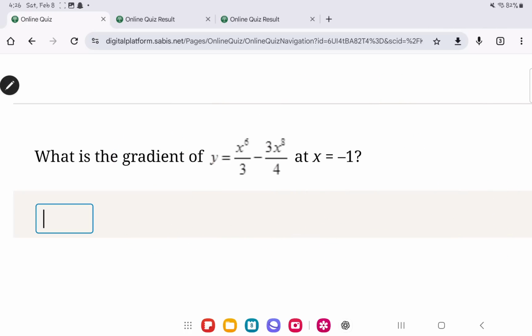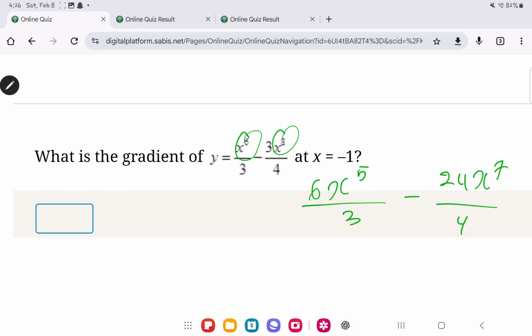Okay, now I believe that the first way would be really unnecessary, but the second way is to just find the derivative directly. So it's going to be 6x to the power of 5 over 3 minus 24x to the power of 7 over 4, and then directly you're going to get 2x to the power of 5 minus 6x to the power of 7. Then of course you're going to substitute minus 1.